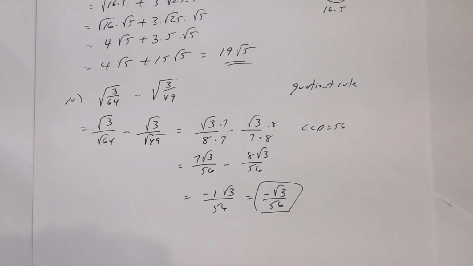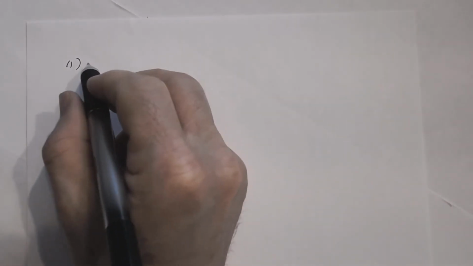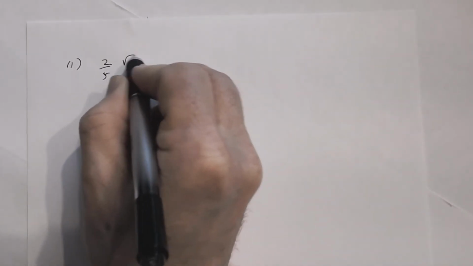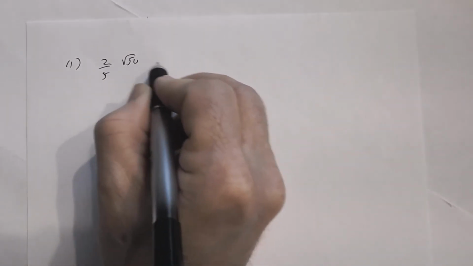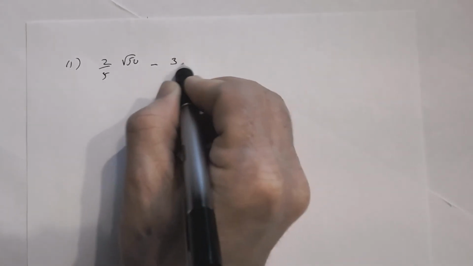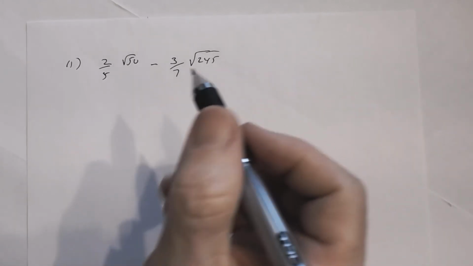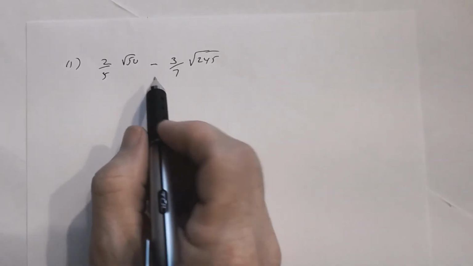Let's look at number 11. So it's not that bad. Just knowing things you've had in previous lessons will help you with the new lesson. So it's not a difficult topic. Okay, number 11, let's suppose we had this for number 11. We have 2 fifths square root of 50, minus 3 sevenths square root of 245. All right, so don't let that throw you off. Let's just deal with it, see what happens.